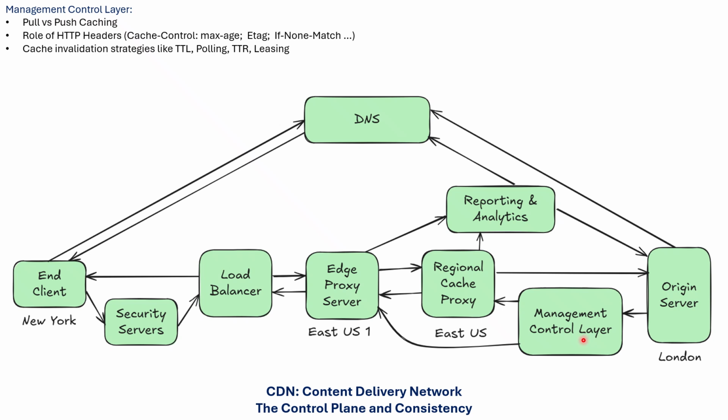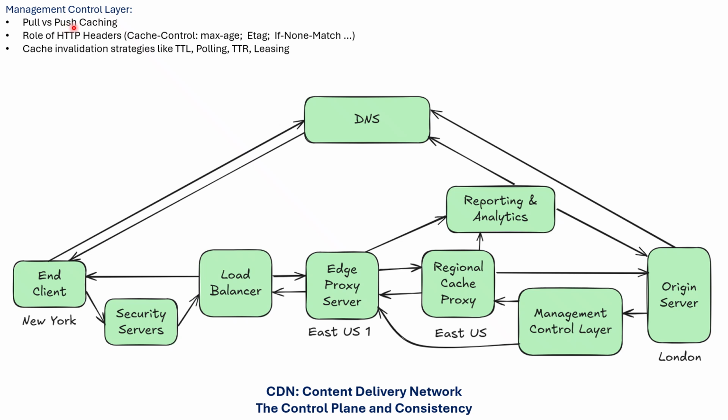With pull caching, the edge server only pulls a movie from the origin when a viewer requests it, right? While with push caching, we proactively push the new movies to the edge and regional caches before anyone asks for it. So there are two techniques, pull caching versus push caching.